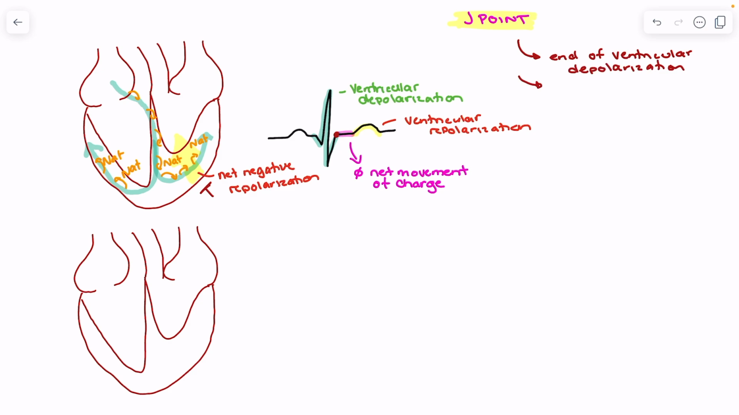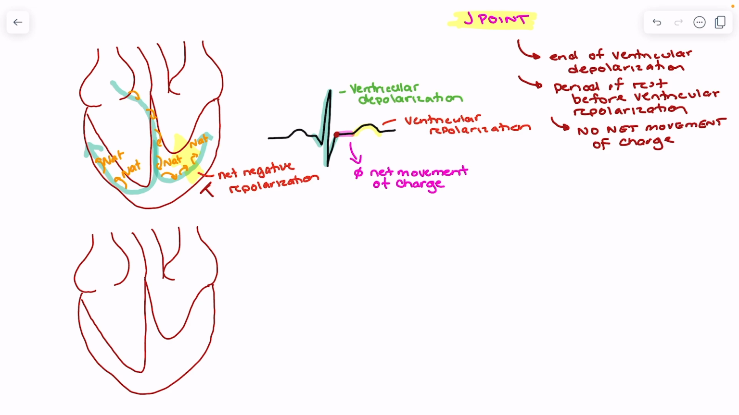And what that means is that we see the period of rest before we have ventricular repolarization. And what's important is that during this time, we have no net movement of charge. Essentially, nothing is happening from a charge perspective.